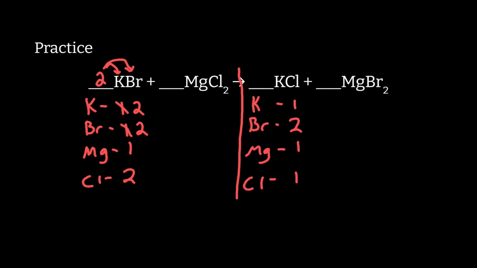Now fixing the potassium, I need to place a 2 out front of our KCl. This will fix the potassium to 2, and this will also change our chlorine as well to 2. So now if we take a look at our numbers, all of our atoms will match. We have 2 potassiums, 2 bromines, 1 magnesium, and 2 chlorine atoms. These remaining blanks, we're able to go ahead and fill in with a 1.